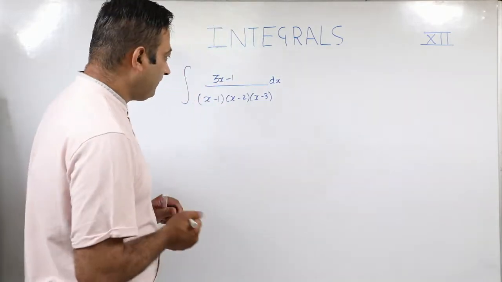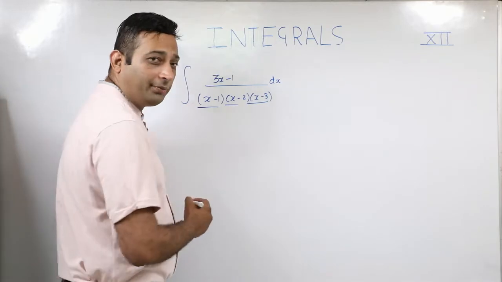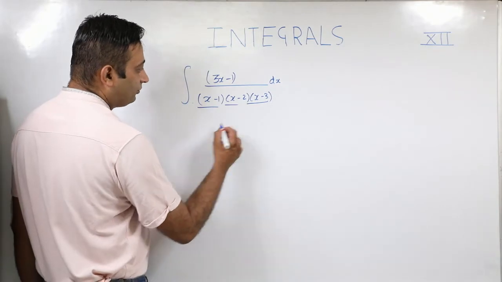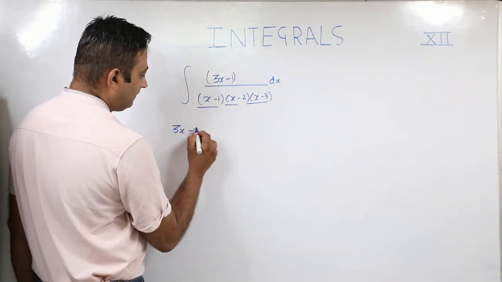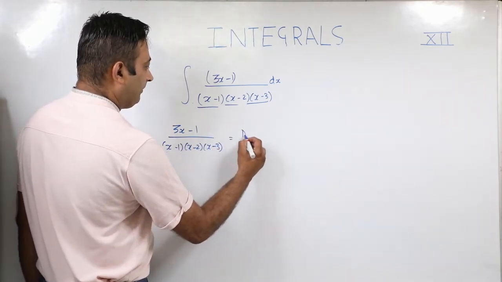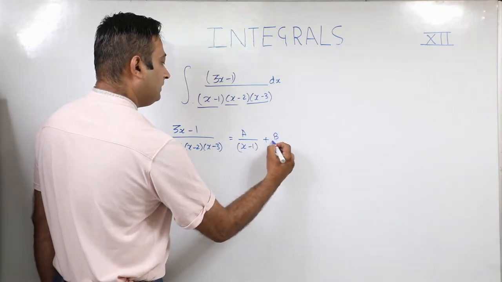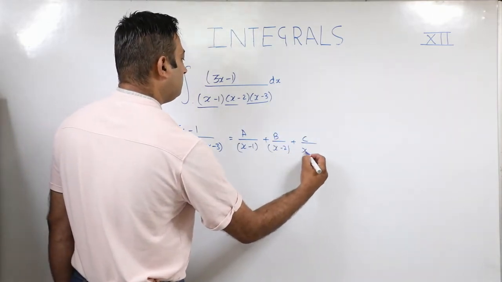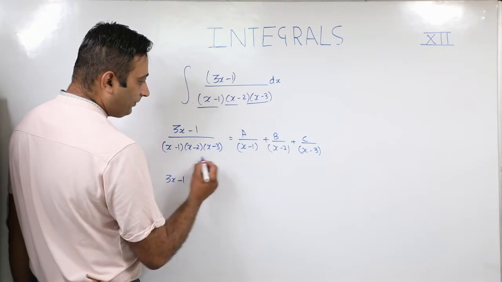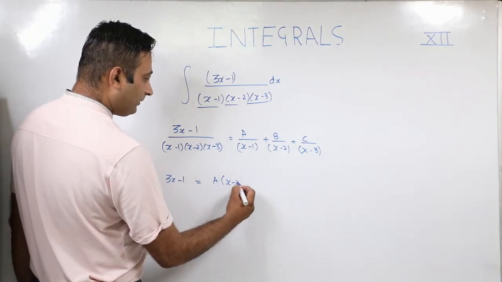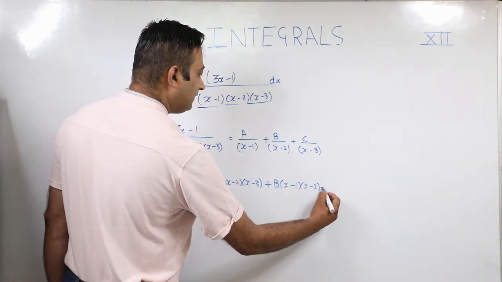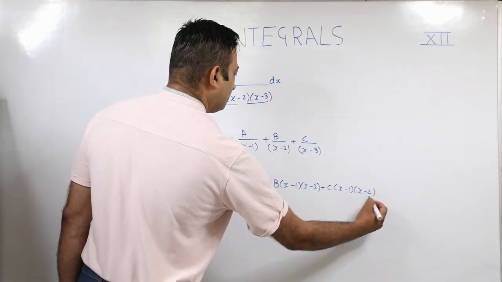Now, let us see one more problem in which we have 3 linear factors in the denominator and the degree of the numerator is less than the degree of the denominator. Now, we can use the partial fractions to split this rational function, which is of the form a upon x minus 1 plus b upon x minus 2 plus c upon x minus 3. So, what we will do, we will cross multiply the denominator on both sides. What we will get, a into x minus 2 into x minus 3 plus b into x minus 1 into x minus 3 plus c into x minus 1 into x minus 2.